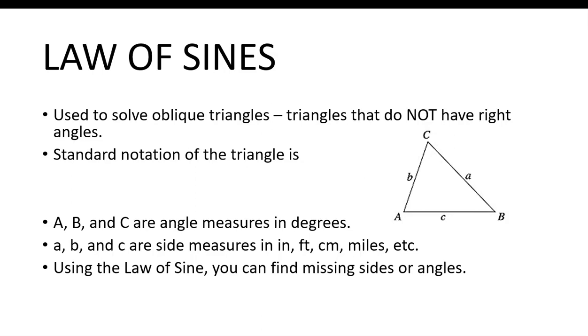Not right triangles. There's a standard notation of the triangle. You'll see it over there to the right. You have your angles A, B, C, and then you have your lowercase letters that are the measurements of your sides. You are going to see those measured in inches, feet, centimeters, etc. They're going to either give you some of the measurements, and you're going to be required to find some missing sides or some missing angles.